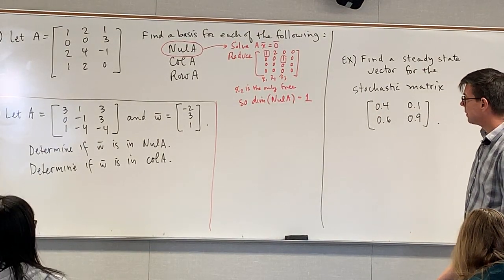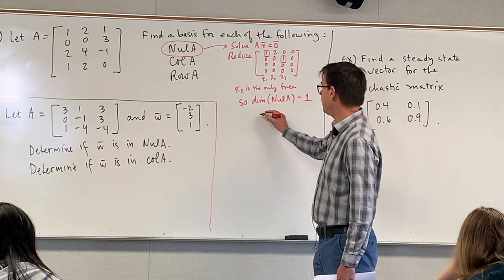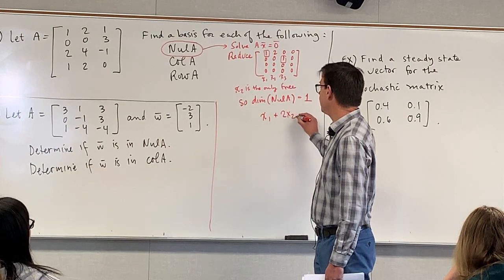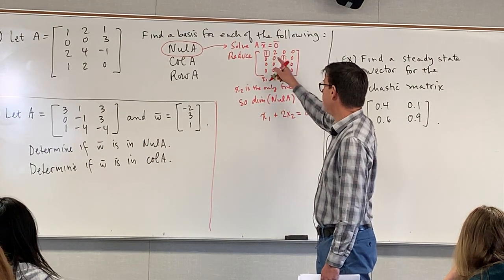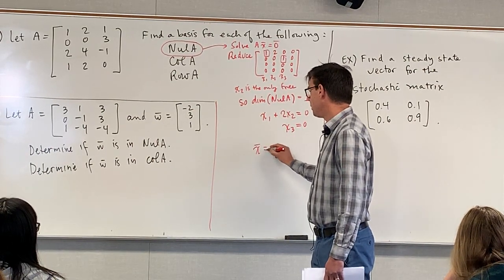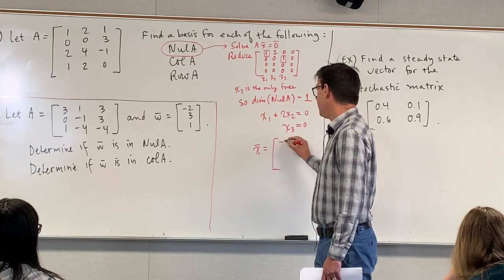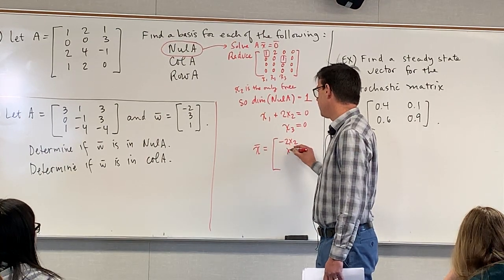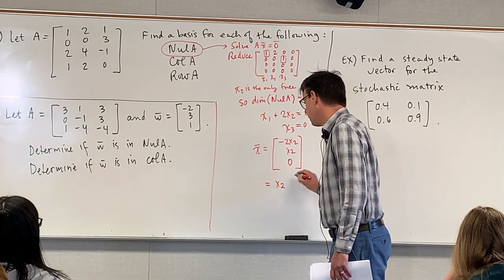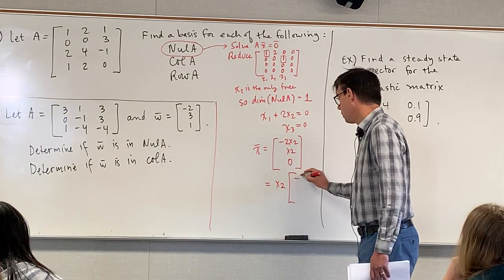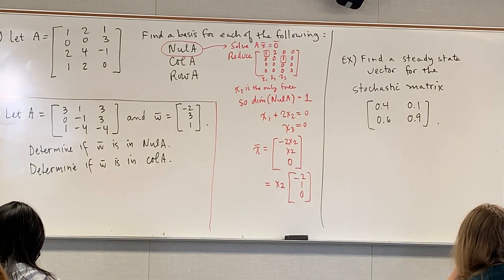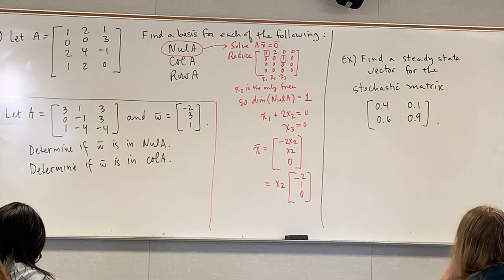To get a basis, I think I have to write out the general solution. So I have x1 plus 2x2 equals 0 from the first equation. Then I have x3 equals 0. So my general solution is going to look like negative 2x2. x2 is free. x3 is 0. So you guys should be pretty comfortable with this process.